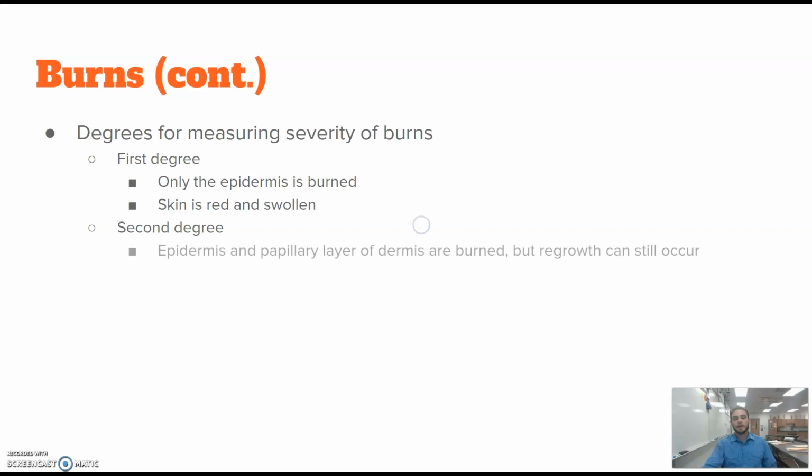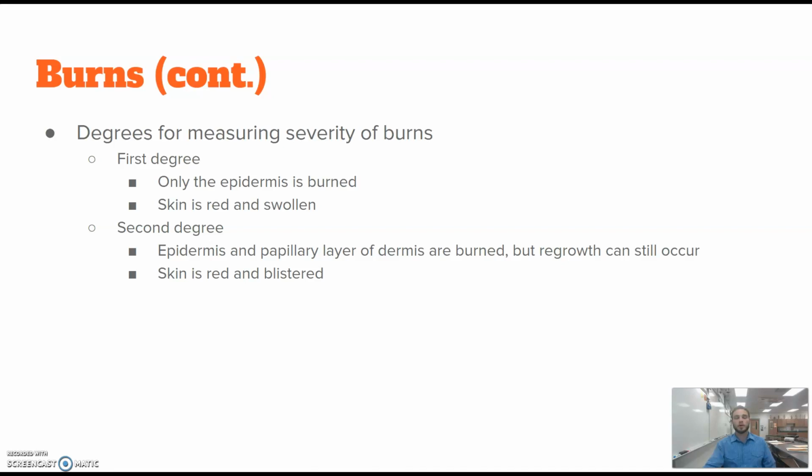Second degree, this is going to be the epidermis as well as a bit of your dermis, the papillary layer, that have been burned, but you still have growth that can occur here. So first degree I like to think as being the first layer of skin, second degree as kind of being the second layer of skin, being that epidermis and papillary layer. If you have a second degree burn, this is when blisters start to develop.